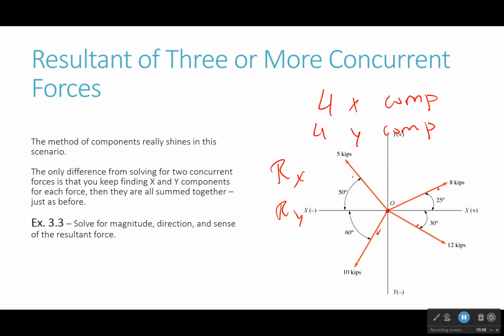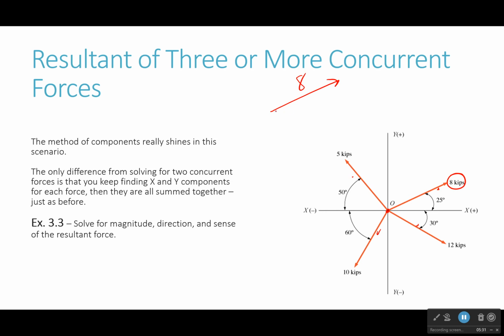So, this right here is example 3.3 from your textbook, and let's try to solve this really quickly. So, how am I going to do it? Well, I've got 8 kips, and we're going to break that apart. So we've got 8 kips right here.